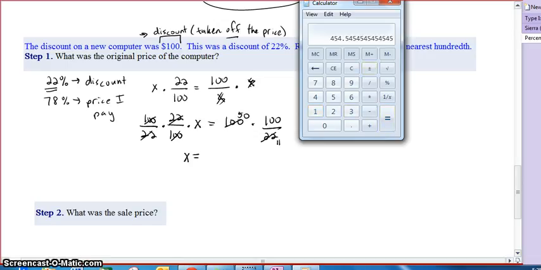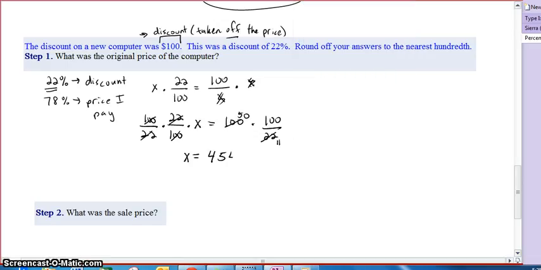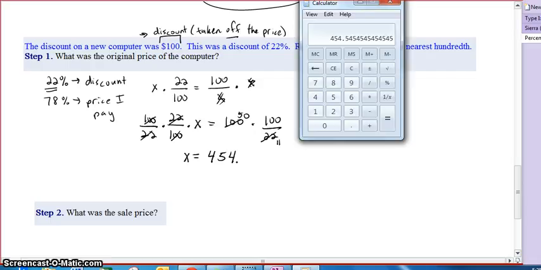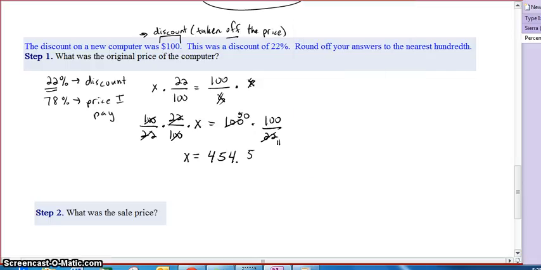So that means 454.545454, etc. It asks me to round your answers to the nearest hundredth. So remember that it's tenths, hundredths. To round to that place, I look to the one next to it. So that means my answer rounds to 454.55. That is the original price.